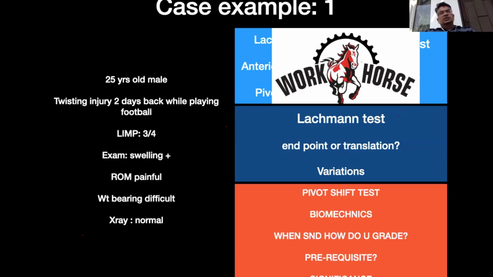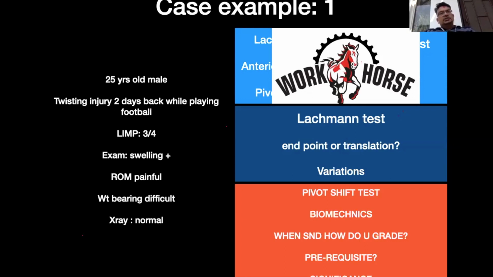But it is not only that thing. The grade of pivot shift will decide whether to supplement with another extra procedure. There are so many other factors also involved in decision making. But what I mean to say is that the pivot shift test is very, very essential to decide which patient can be managed conservatively and which should not be managed conservatively.